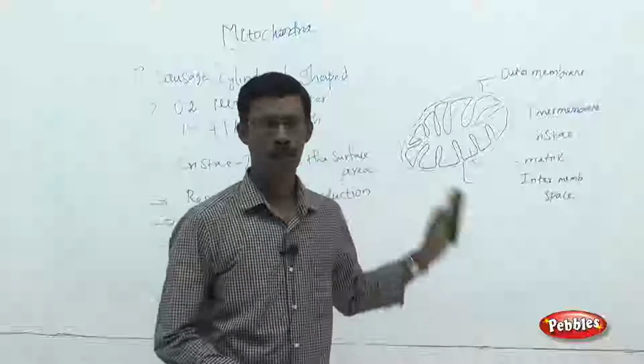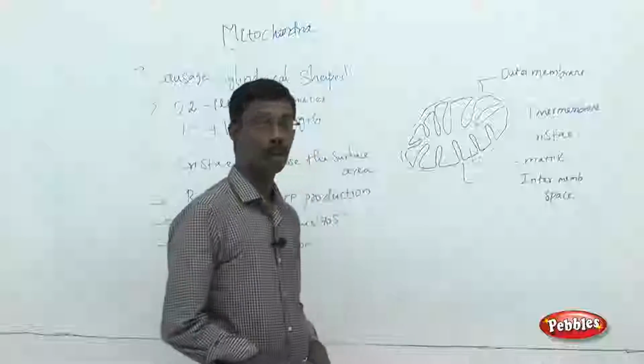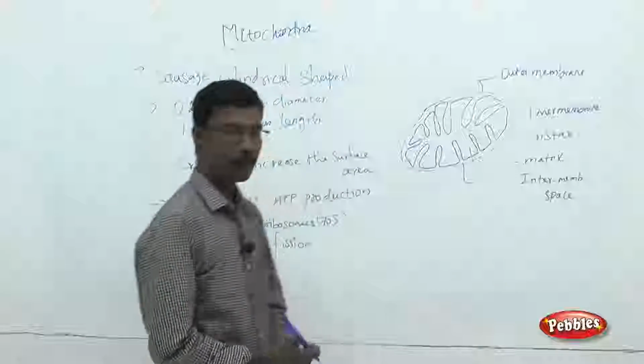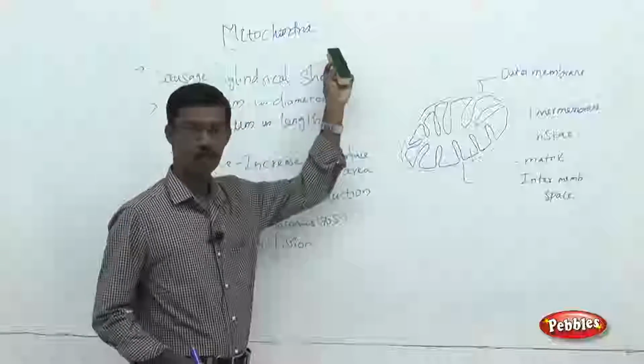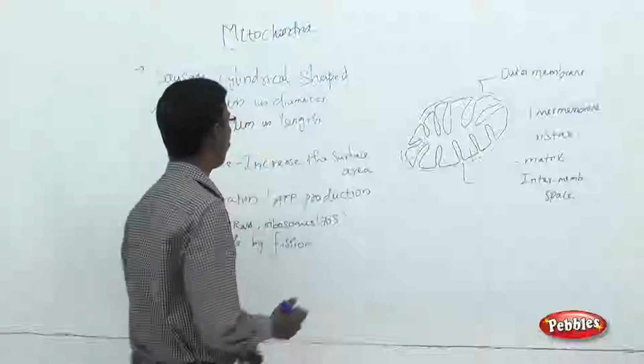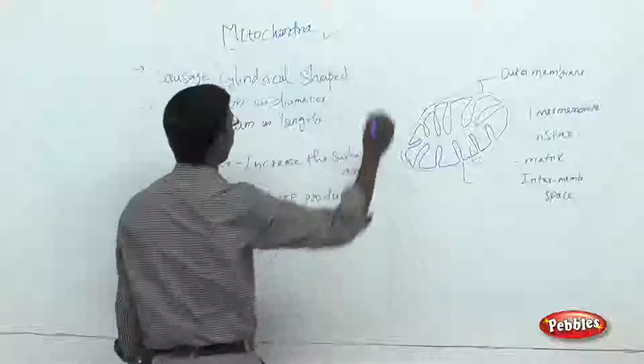Dear students, in the last class we have seen something about the organelles of eukaryotic cells, and we have seen something about the endomembrane systems. Today we are going to start with some other organelles that are present outside the endomembrane system, and we are going to start with mitochondria.